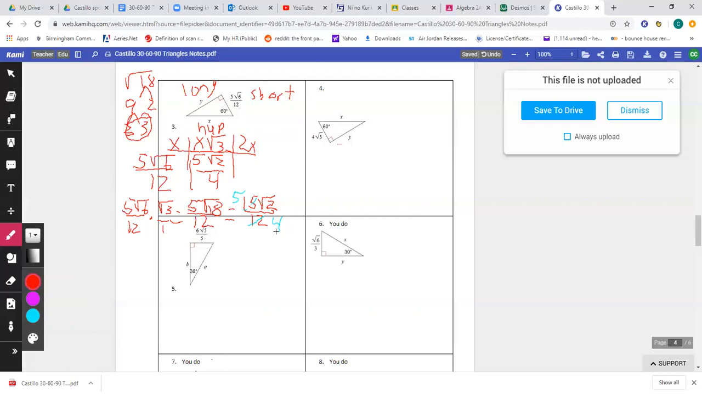Now, the last one should be fairly simple. So 5 root 6 over 12, if I multiply that by 2, I would get 10 root 6 over 12. Okay. So I get 10 root 6 over 12. Okay. And we could simplify that by 2. So I get 5 root 6 over 6. I promise that's the longest problem we'll have here.